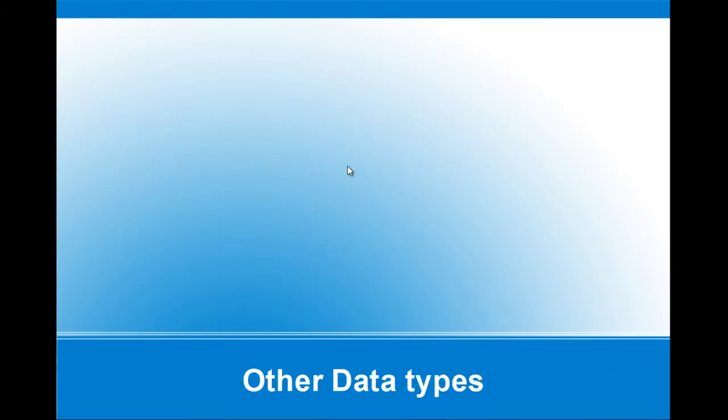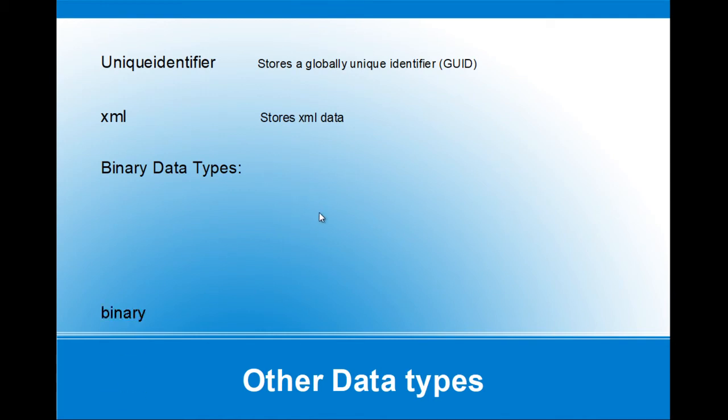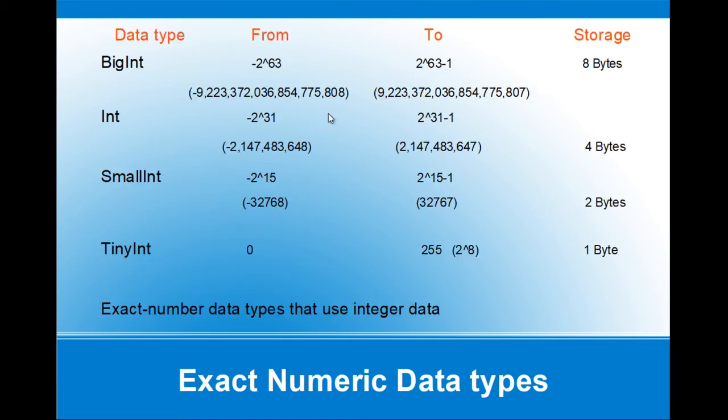There are other data types available in SQL Server. For example, unique identifier, which generates a unique identifier across the database. So GUID, which says globally unique identifier. Next, the XML data type, which stores the XML data. And the next one is the binary data type, which is used to store the binary objects like the binary, var binary, and image. We don't need to memorize all these data types and ranges, but based on our requirement, we have to decide on which data type to be used to use the database space efficiently.